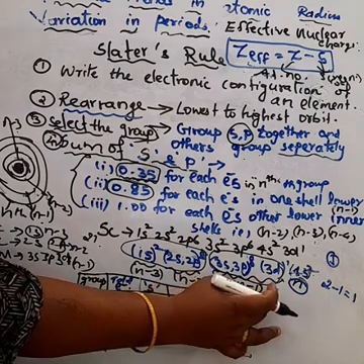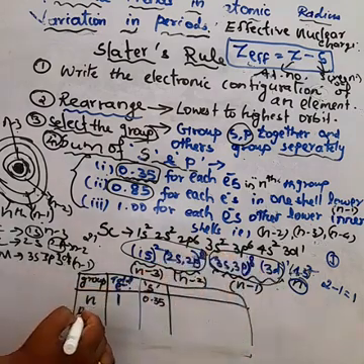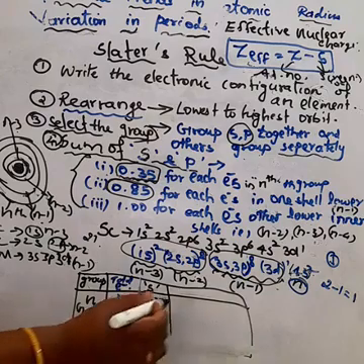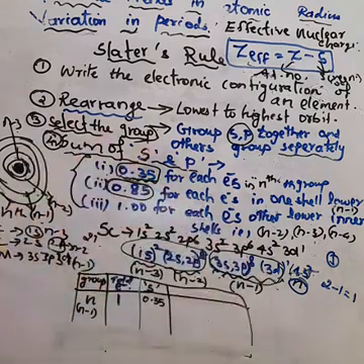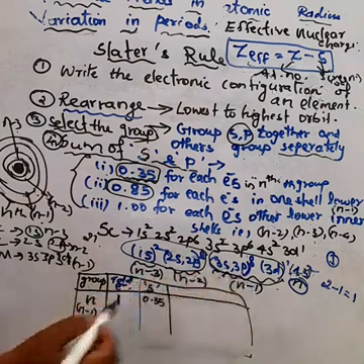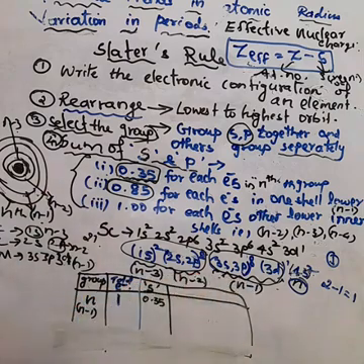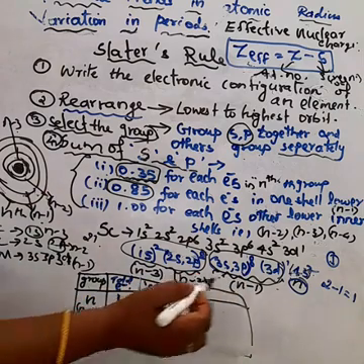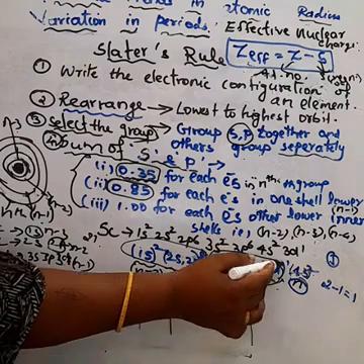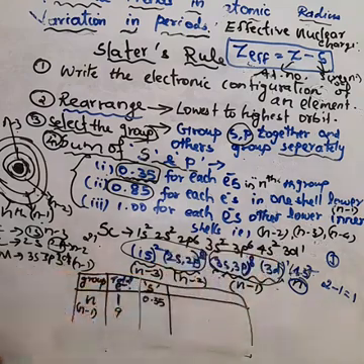Which one is the n minus 1 group? Here, 3s, 3p, and 3d. 3s, 3p, 3d, that is the n minus 1 group. Okay, how many electrons in total? 8 plus 1, 9. Totally 9 electrons are present in the n minus 1 group.